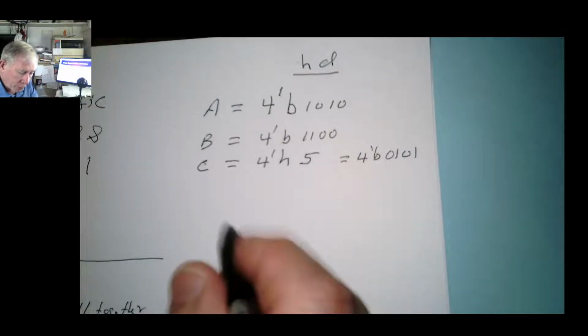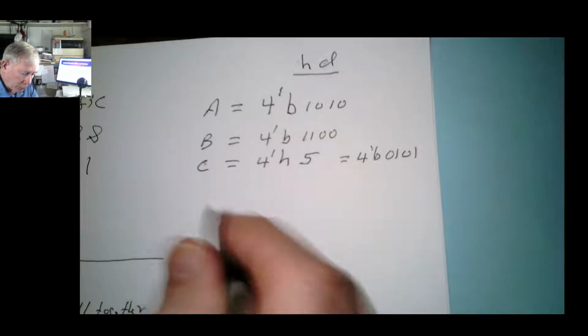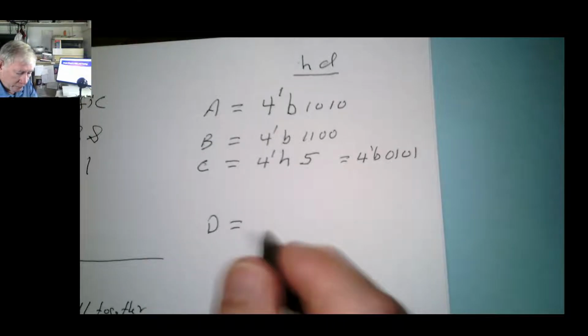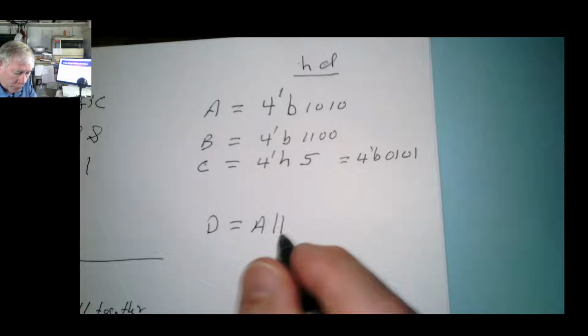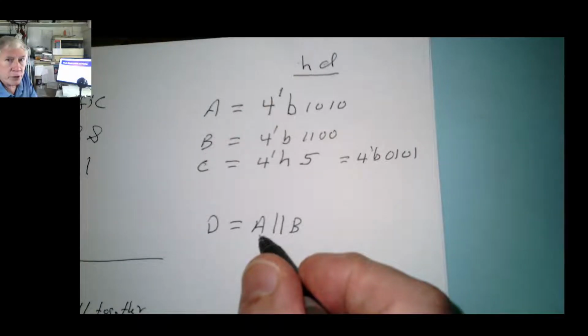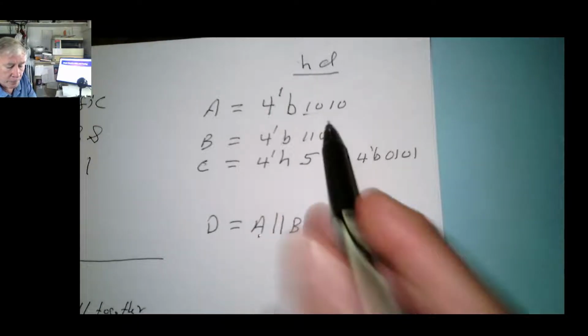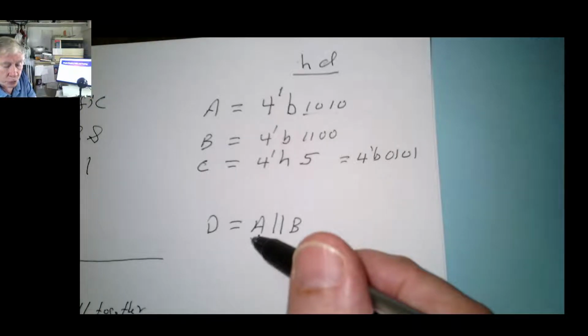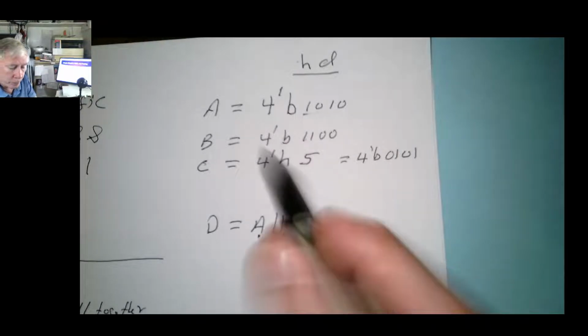All right, and then we'll take D as another 4-bit vector. So we'll say D equals, let's do A logically ORed with B. Well, is A completely 0? No, it's not 0. So A reduces to a logical true. Is B 0? No, B is not 0 either.